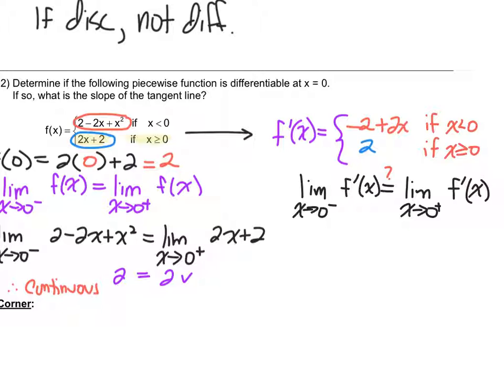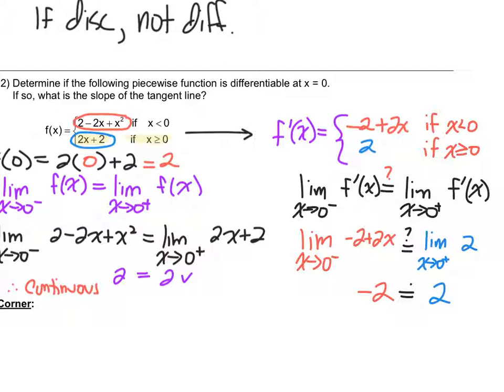Limit as x approaches 0 from the left of negative 2 plus 2x. I want to know if that's equal to the limit as x approaches 0 from the right of just the 2. Well, I know the limit of the derivative on the right-hand side is just 2 because it's constant. All right. Now, on the left-hand side, what would I have as my limit? Negative 2. These are not equal to one another, all right? So this tells us that we're not differentiable.